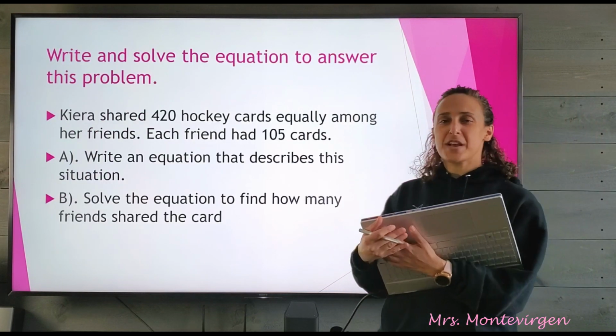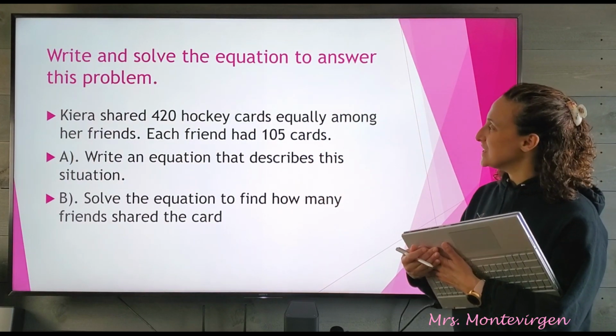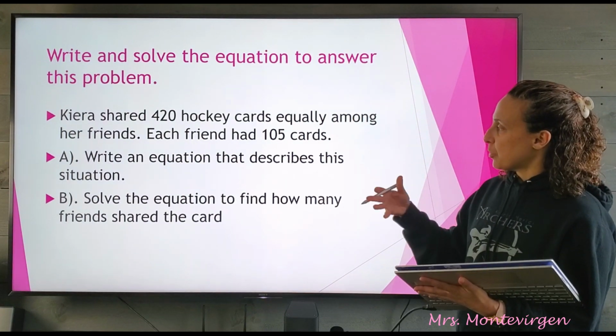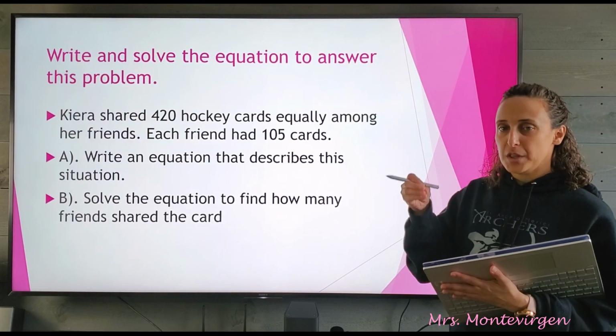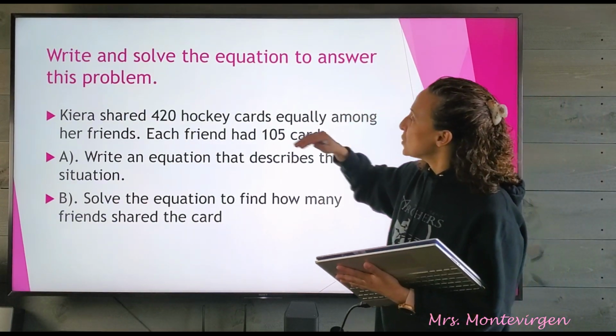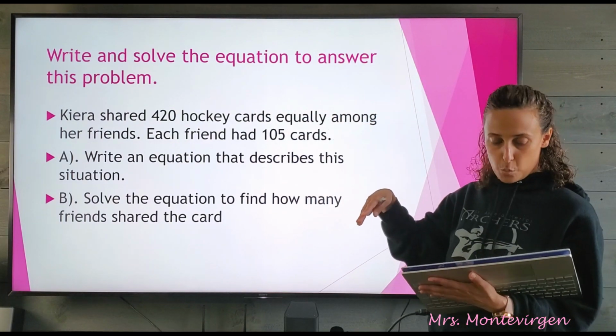Oh, here we go. It looks like I have one more word problem. Of course, I always have to make sure I toss those in there. So now we're going to take this process of using inspection and apply it to a word problem. The instructions are to write and solve the equation to answer this word problem.